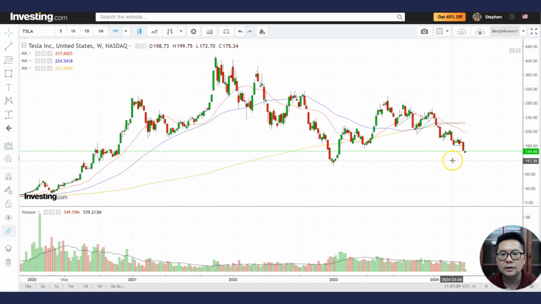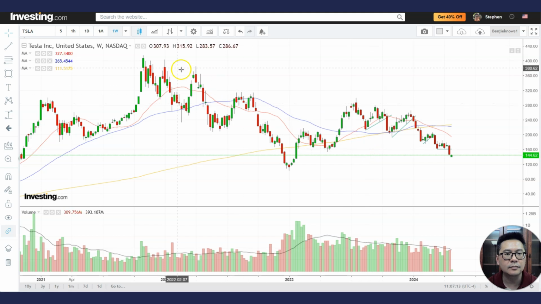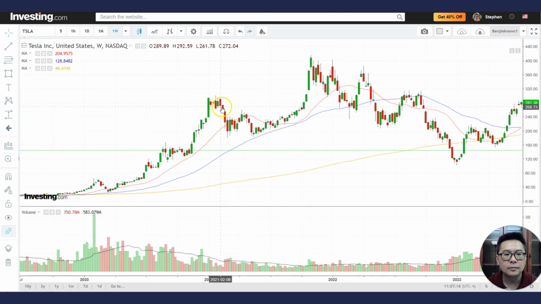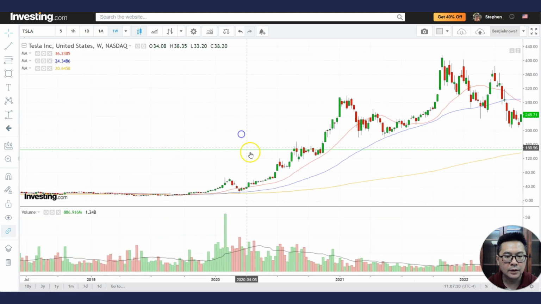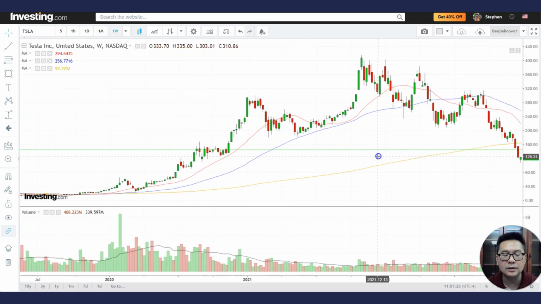Let's take a look at the weekly chart. You can see that, well, it made a high here back in 2020 onwards, 2021 up to 2022. It was a very nice stock that kept moving higher. That's because it was trading above the rising 20 MA, the 50 MA is rising, the 200 MA. The weekly charts are rising.